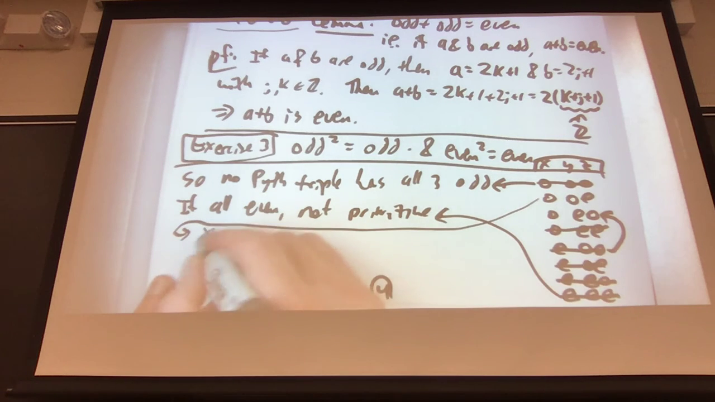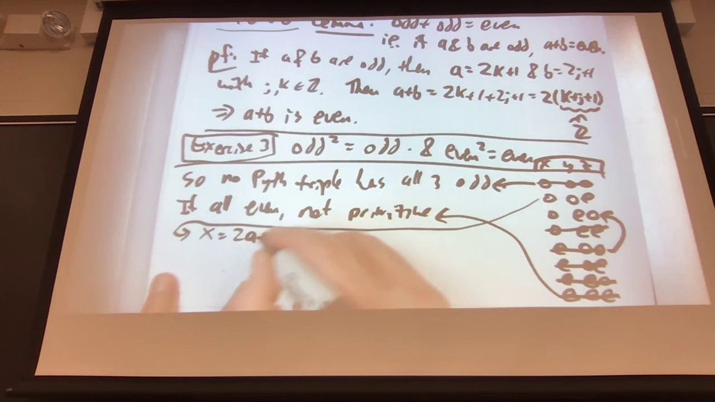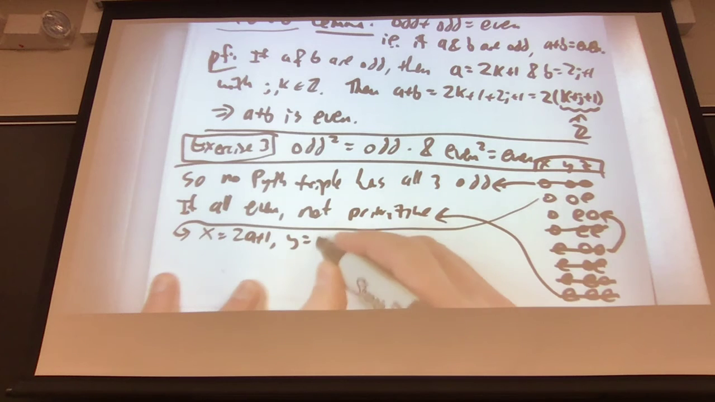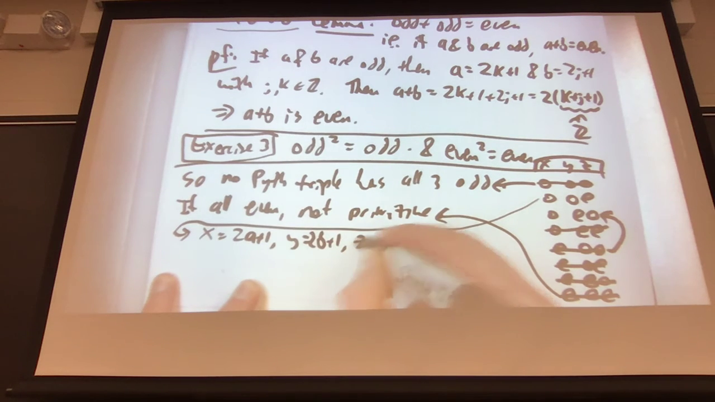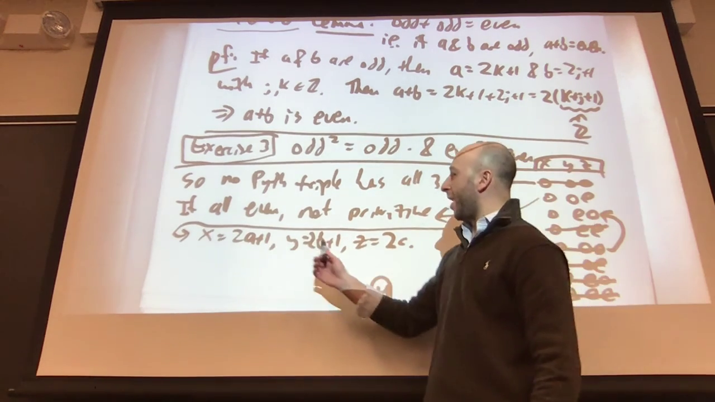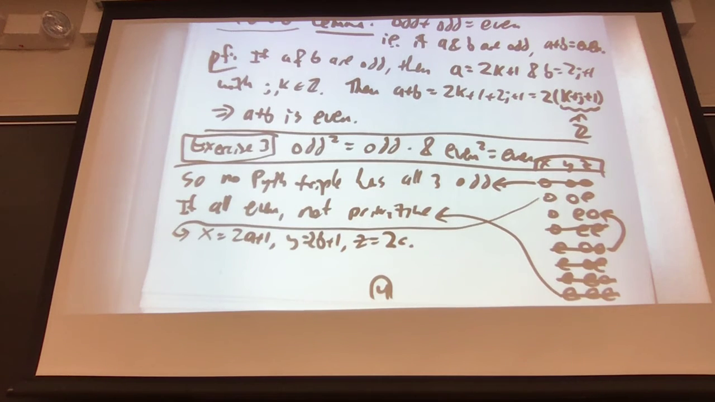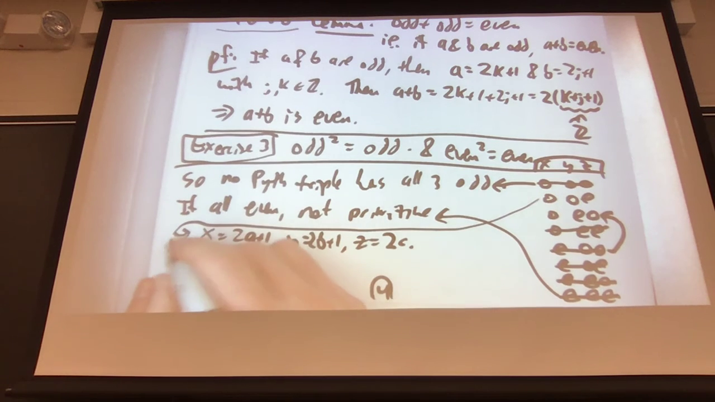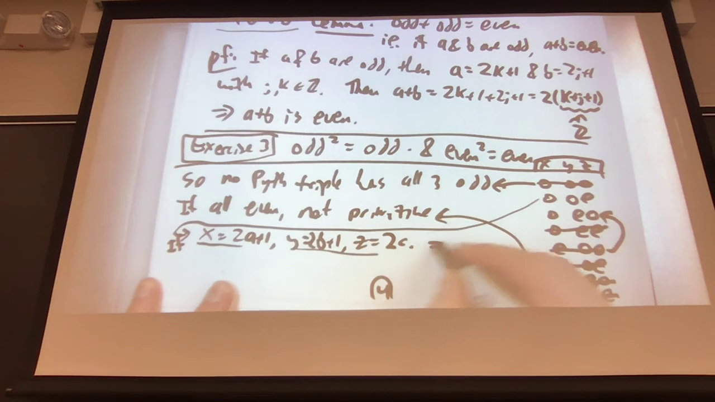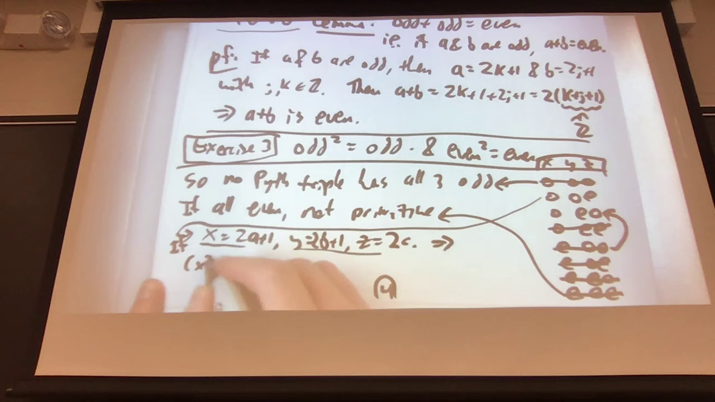So this is the case that x is 2a plus 1, giving me a letter, a. y is 2b plus 1. And z is 2c. x and y are odd. z is even. I claim this can't happen for a Pythagorean triple. So if x is odd and y is odd and z is even, then let's look at x squared plus y squared, which equals z squared.